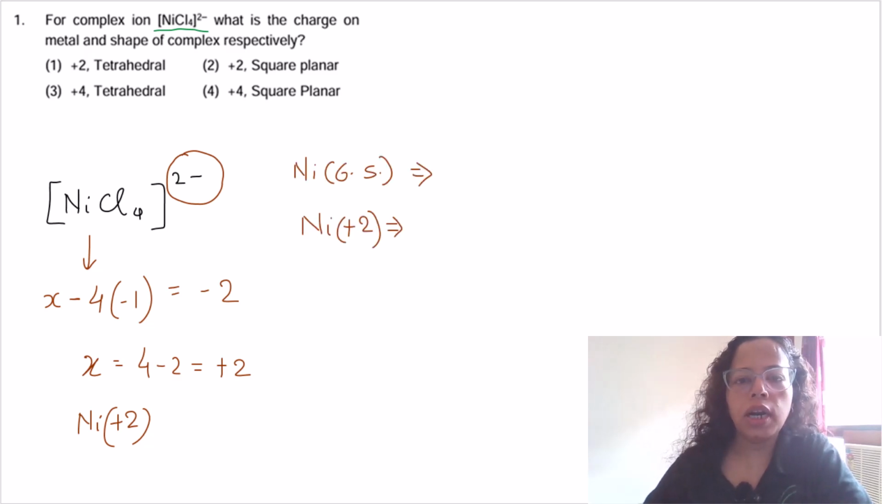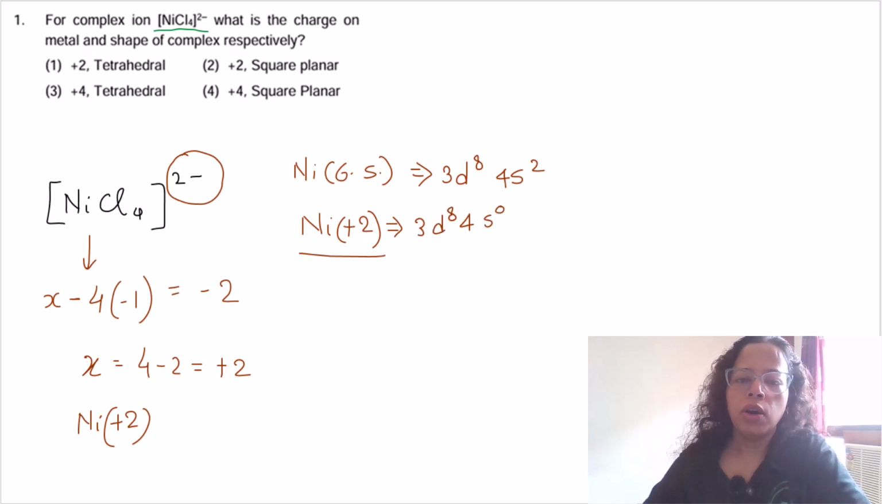Now the electronic configuration of nickel in the ground state is 3d8 4s2. And in the +2 oxidation state, what is the electronic configuration? 3d8 4s0. We have to arrange these electrons in the 3d orbital and see how we get the hybridization and the geometry of this complex.